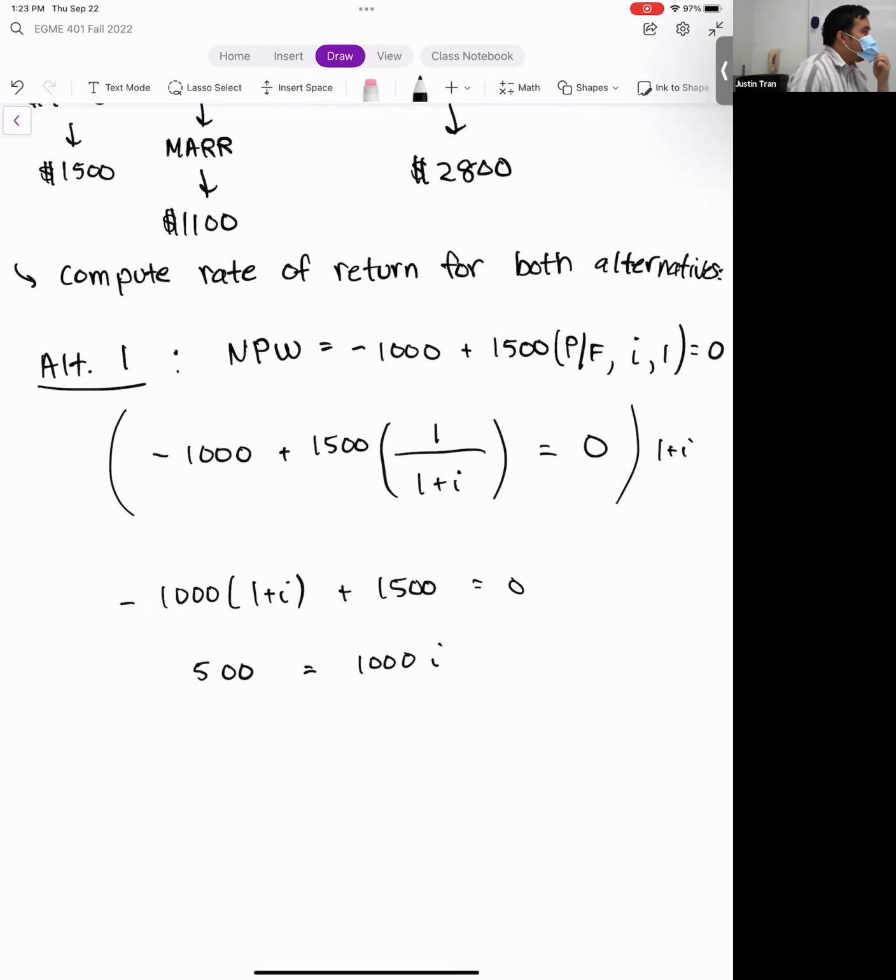Because on the left-hand side, we have a minus 1,000 plus 1,500, and so that's just 500. And on the right-hand side, we moved that 1,000 I over to their side. So that's how we got that. And so we simply divide both sides by 1,000, and we get I is equal to 0.5, which is equal to 50%.